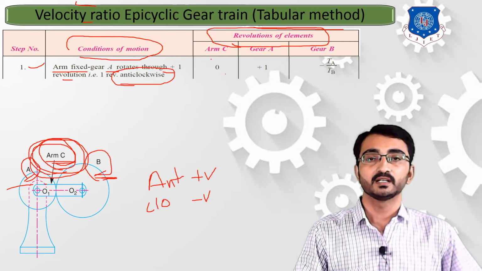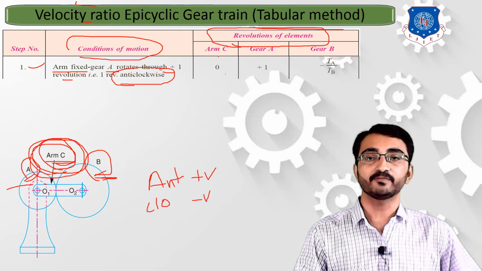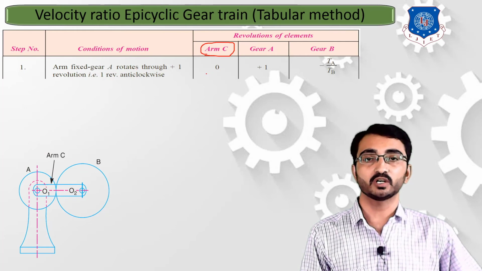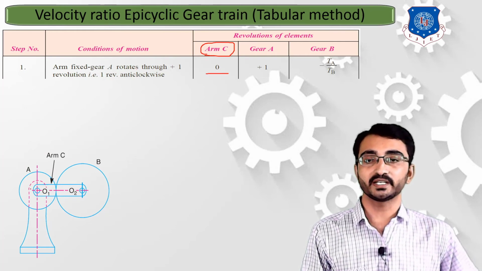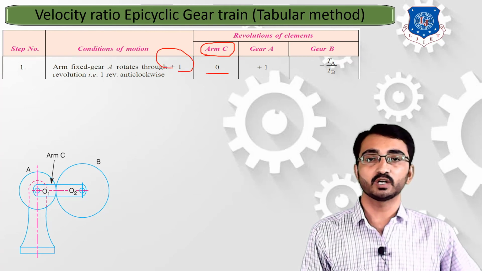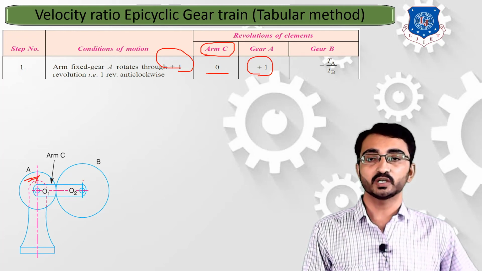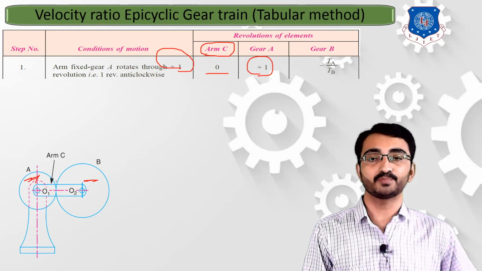So over here let's consider RPM of all other components. So first component, that is your arm C. Now this arm is fixed, so your RPM of arm will be 0. Now gear A is rotating with +1 revolution, so +1 revolution is considered for gear A. Now with respect to gear A, your gear B is following a simple gear train.